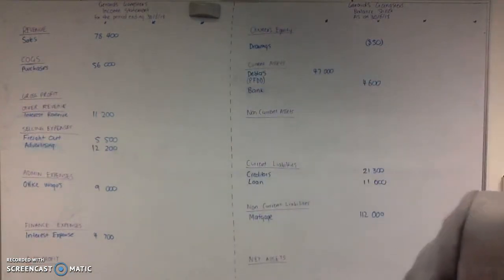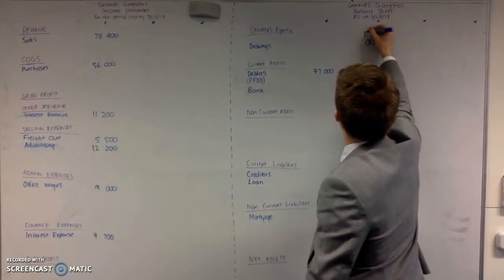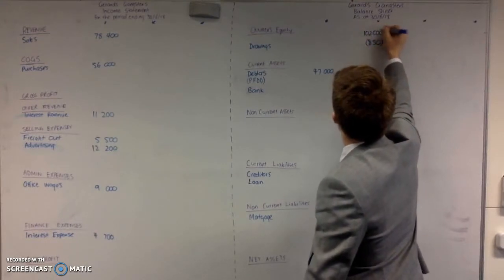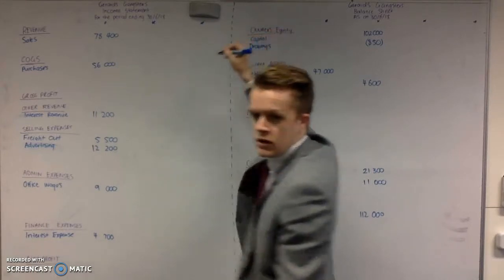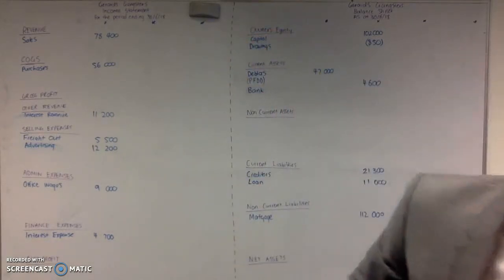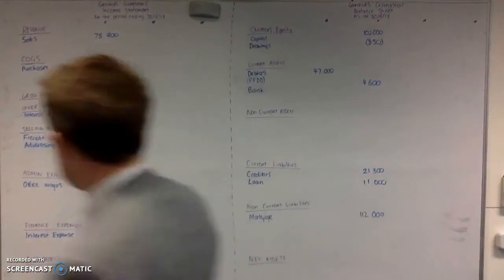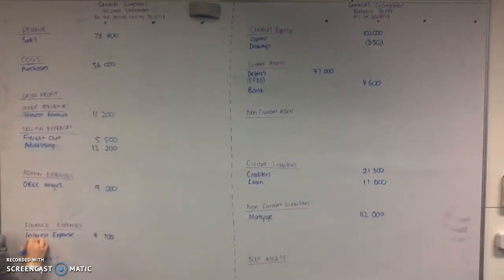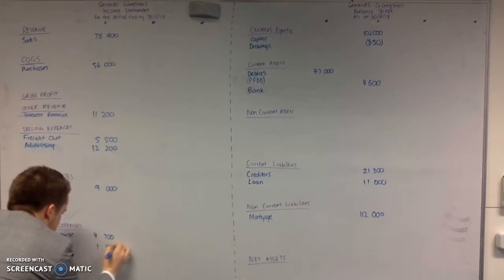All right, next one. We've got capital. We know that's owner's equity. Alrighty, next one. Bad debt. We know that's a finance expense, of 1,500.